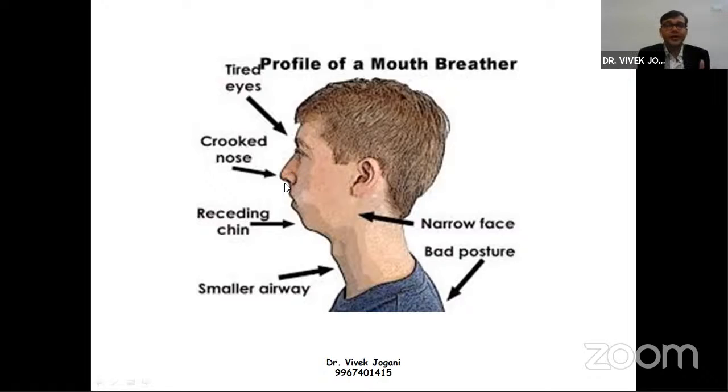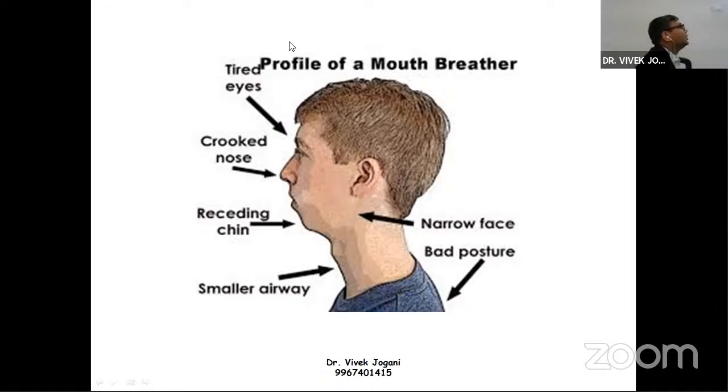Crooked nose. Now, if you take a photograph of your child and draw a midline through the center, you will realize that the right and the left are not symmetrical in nature. And the child will usually have puffy or tired eyes, and the chances of these kids having a lazy eye are very common.